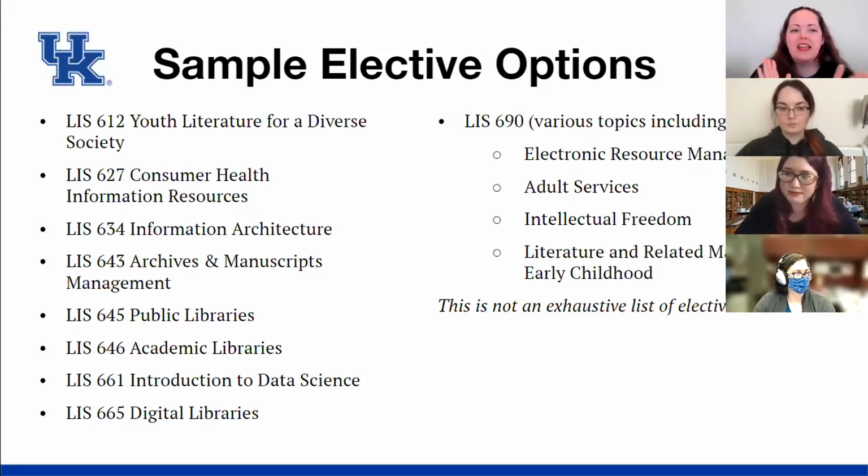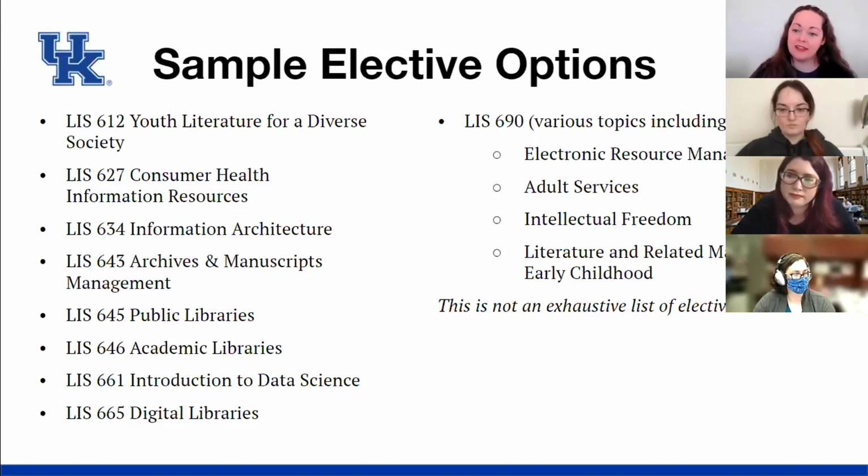Yeah, definitely. So this is an example list of our electives. It's not exhaustive, but it just gives you an idea of some of the things that we have on offer. Things like 612, Youth Literature for a Diverse Society. We have a class on public libraries, a class on academic libraries, as you might expect. Also 661, Introduction to Data Science, or 665, Digital Libraries, very popular classes among our students.